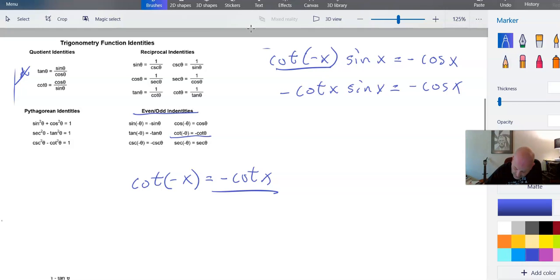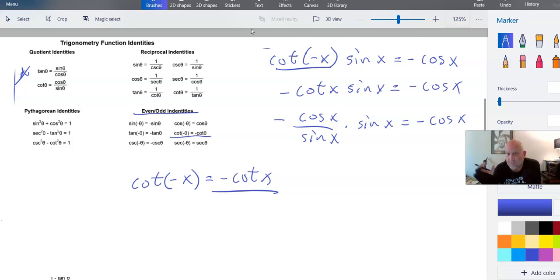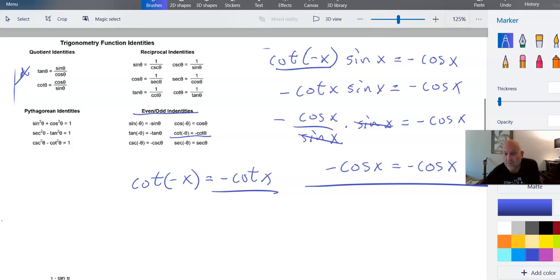Cotangent is cosine over sine, and it's negative, and that's times sine. And so we're going to treat this sine x as its own thing, right? And we can cancel it out because we can just cross cancel here. And that gives me negative cosine x is equal to negative cosine x. And we're winners, right? We just proved that cotangent of negative x times sine is equal to negative cosine.